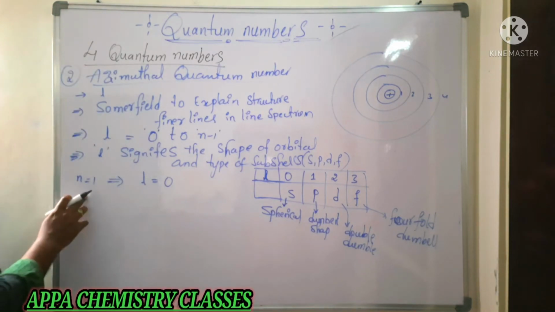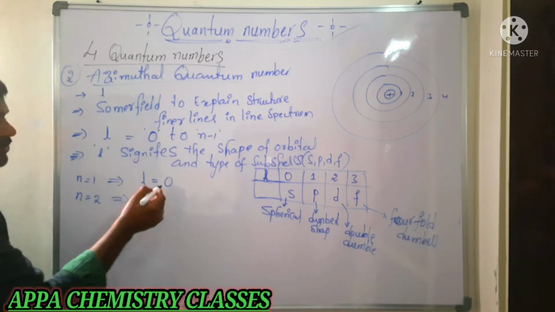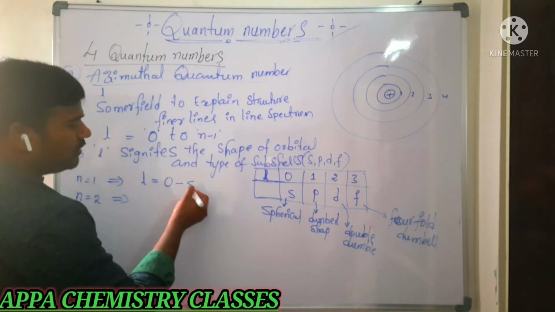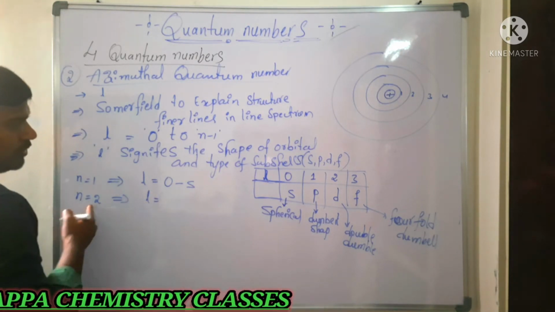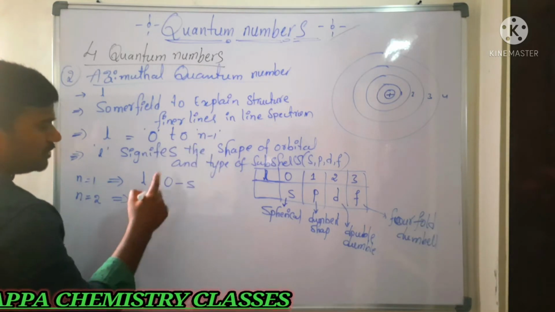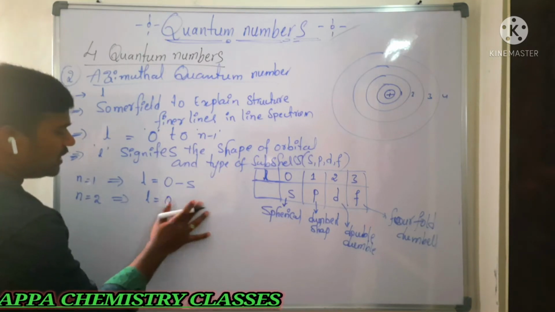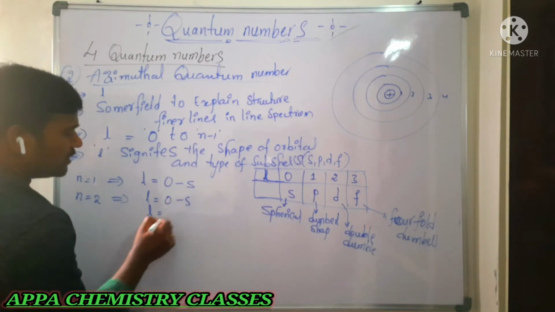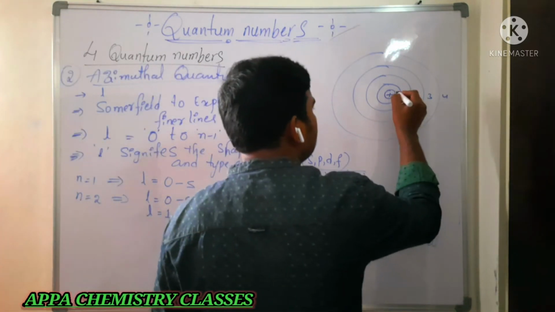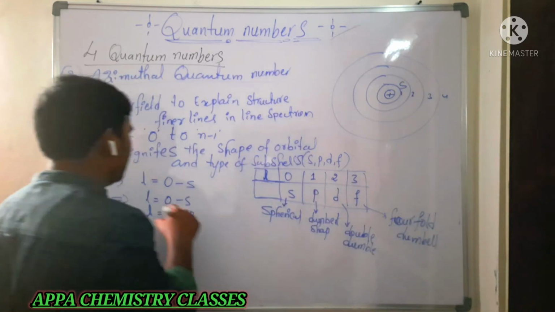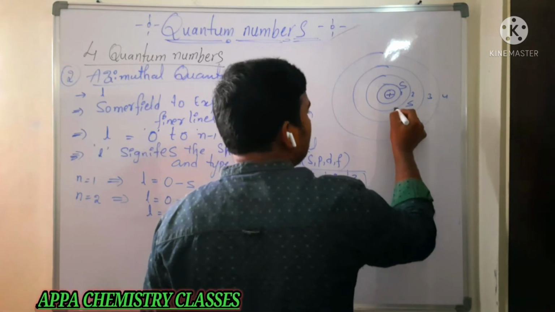Okay? So if n is equal to 1, L value will be 0. If n is equal to 2, what are the possible L values? L is equal to 0 means it is an S subcell, that is S orbital. For n is equal to 2, L is 0 to 2 minus 1, that is 0 and 1. Two values are possible. If L is equal to 0, it is called S subcell. L is equal to 1 means it is called P subcell. Now you see here, in the first energy cell, n is equal to 1 means only S subcell is there. In the second energy cell, we have S and P.